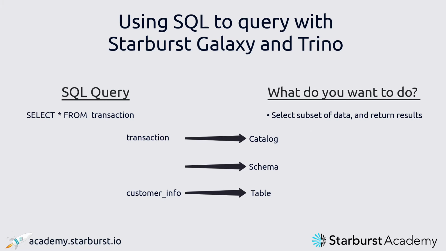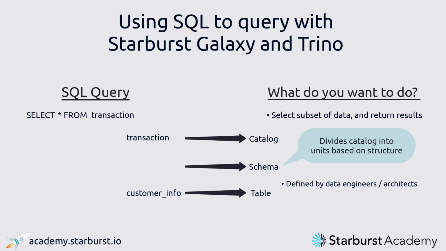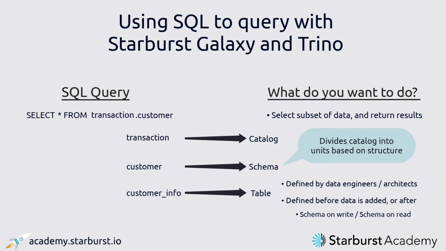Next, you've got schema. A schema is a way of dividing the data inside a catalog into units that describe data of a similar structure. Schemas are defined by data architects when they set up a data source, and depending on the technology used, it can either be defined before the data is added or after. In this example, the schema in question is called customer. Inside it, we can imagine lots of other tables beyond the one that we already know about, but that's a story for another time. For now, let's add the customer schema to our SQL query.